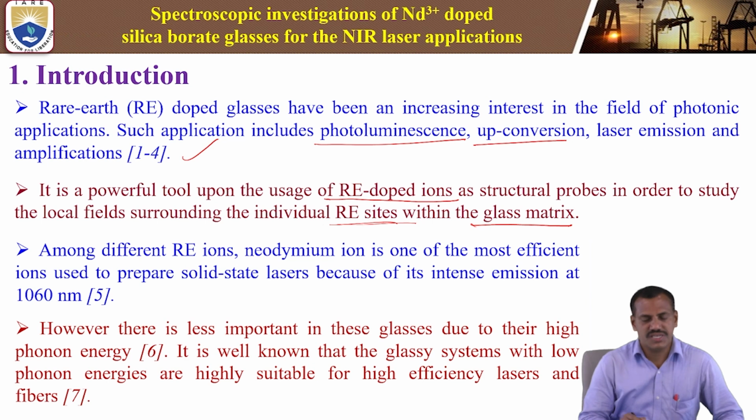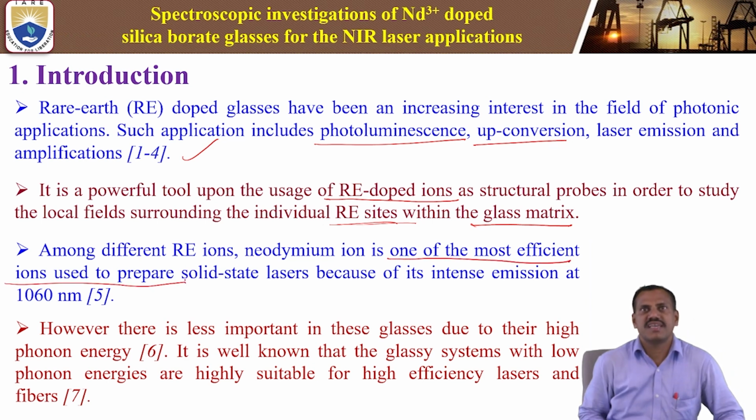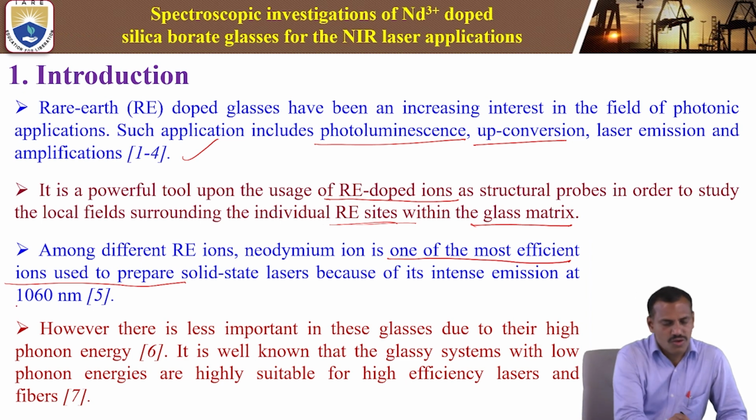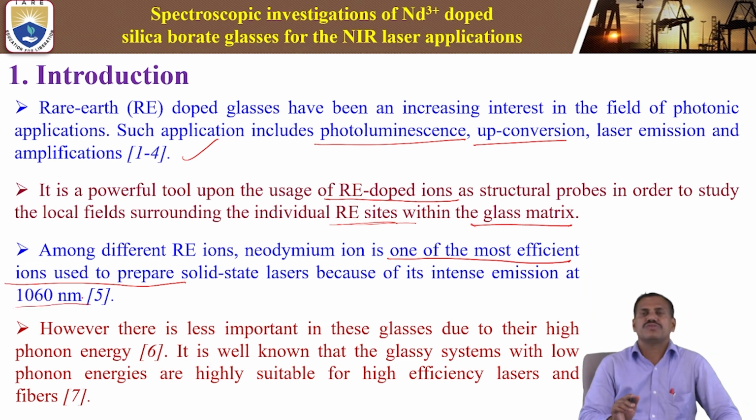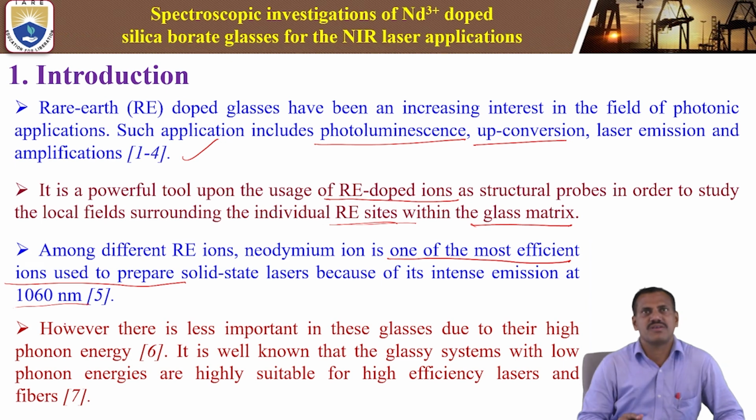Among the different rare earth ions, the neodymium ion is one of the most efficient ions used to prepare solid state lasers because of its intense emission at 1060 nanometer. Usually Nd3+ doping gives near infrared emission at 1060 nanometer, which is useful for solid state laser applications. In our present study we are observing 1059 nanometer. This is one of the important laser systems of Nd3+ doped silica borate glasses.